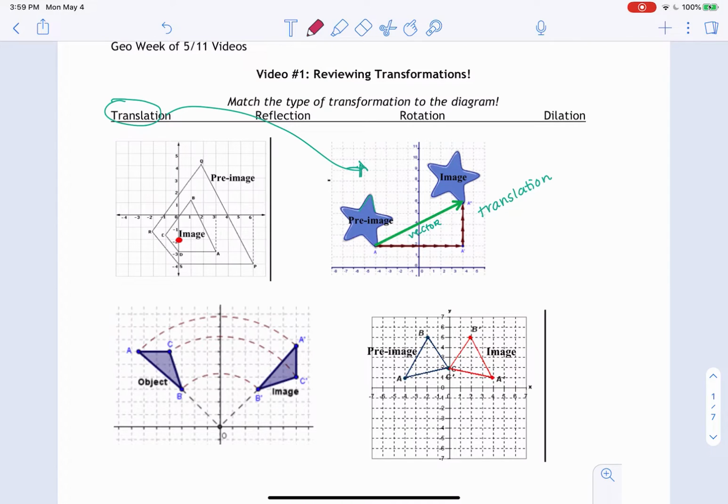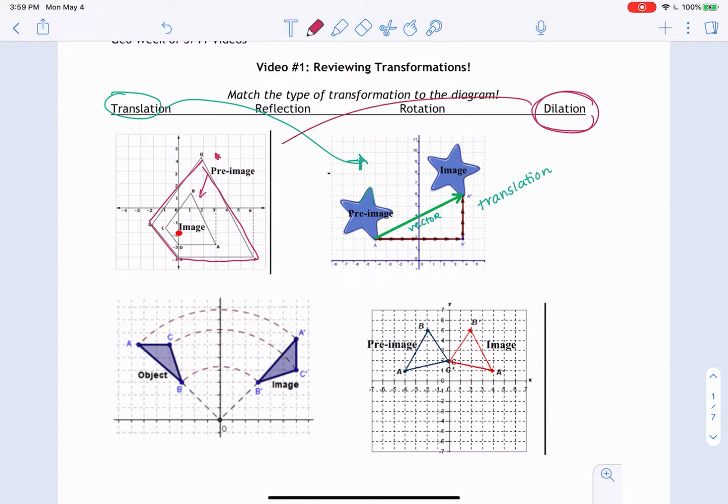Okay, this one here, well, we start with the pre-image and that's bigger and we're creating a smaller image. Well, there's only one of these that changes size and that's dilation. Dilations change size by a scale factor.